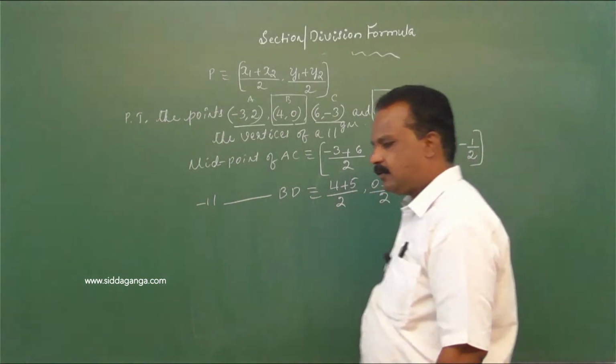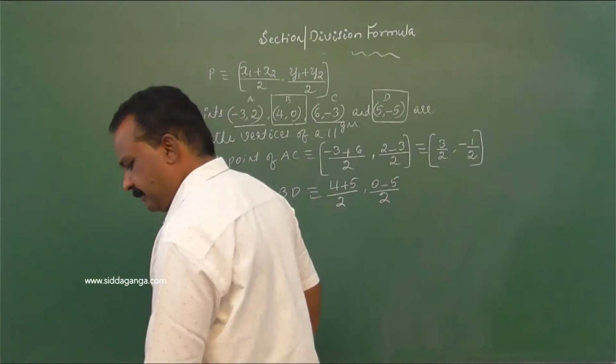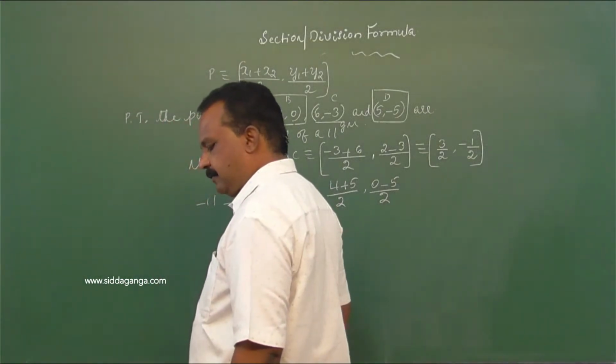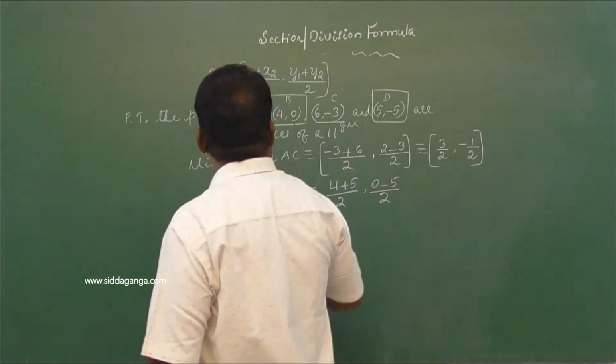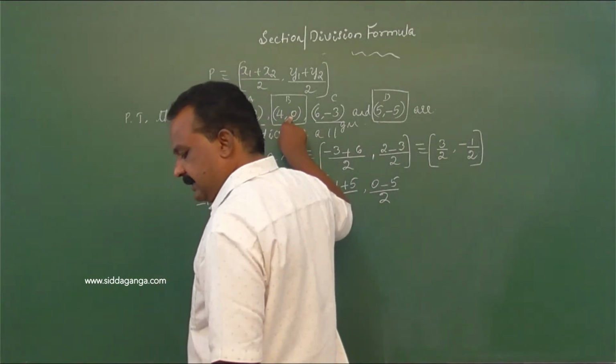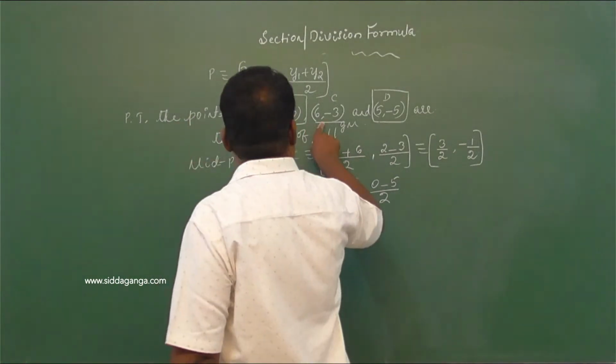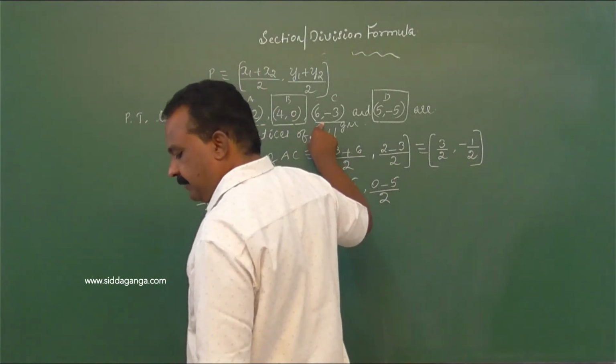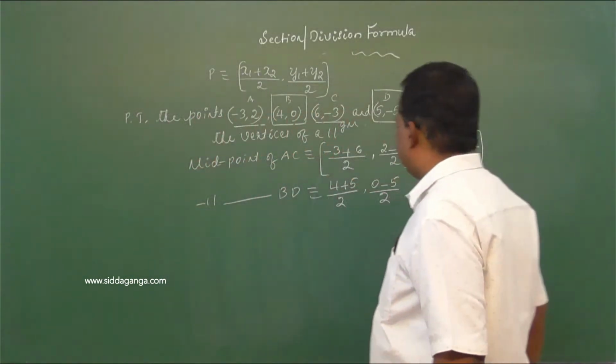I think we have taken the vertices in reverse order. 3, minus 2, 4, 0, 6, minus 3, and then 5, minus 5 are the vertices of a parallelogram.